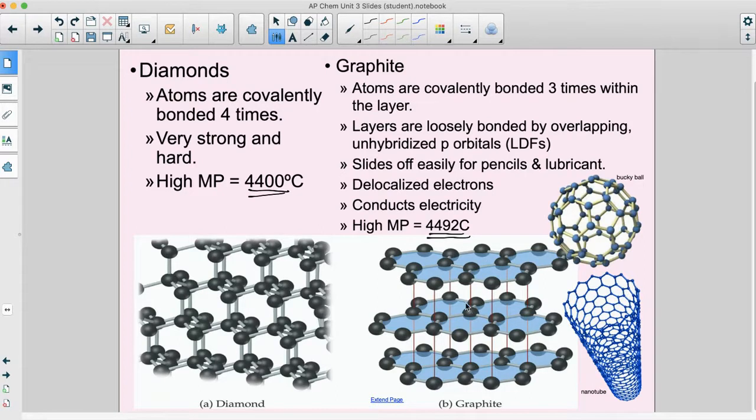Now, graphite is strong, but it's these sheets, and there are LDFs that hold the sheets together. So it seems very slippery and easy to take apart, but that's because all you're doing is breaking these LDFs when you use a pencil on paper. A pencil has graphite in it. But these sheets are held together and have a very high melting point, and they're actually able to conduct electricity because there's a pi system, a system of pi bonds of double bond electrons, which can be shared across the whole sheet. And so graphite actually conducts electricity and has a very high melting point.